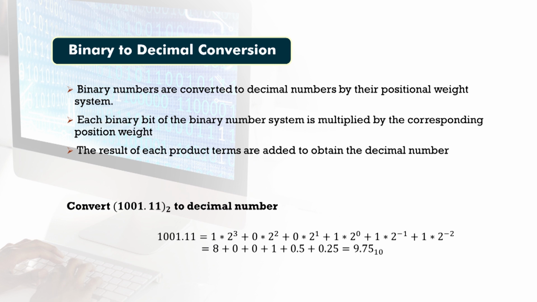Now the products which we obtained: 1 into 2 cubed, that is 8, plus 0 into 2 squared, that is 0, plus 0 into 2 raised to 1, again 0, plus 1 into 2 raised to 0, that is 1, and after the binary point, 1 into 2 raised to minus 1, that is 1 by 2, 0.5, plus 1 into 2 raised to minus 2, that is 1 by 4, that is 0.25. We add all this and we get the decimal number 9.75.